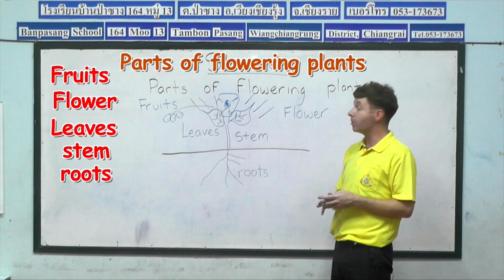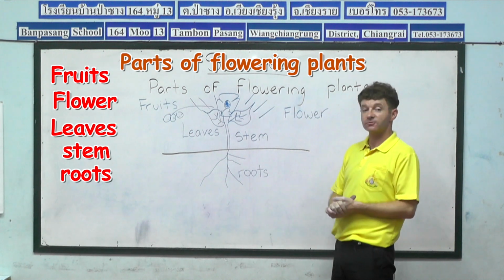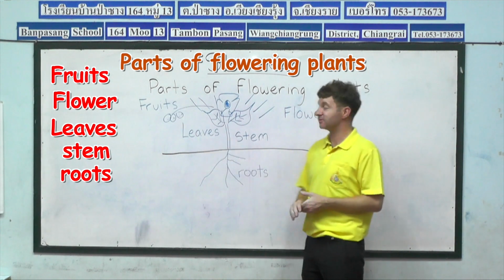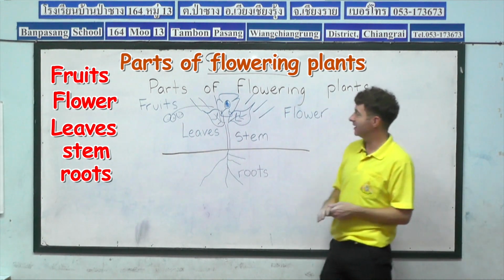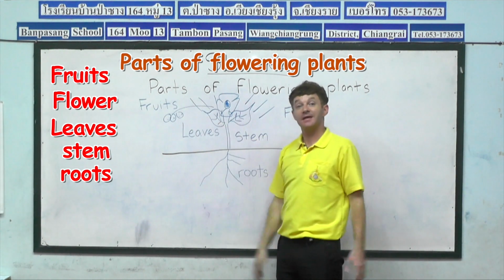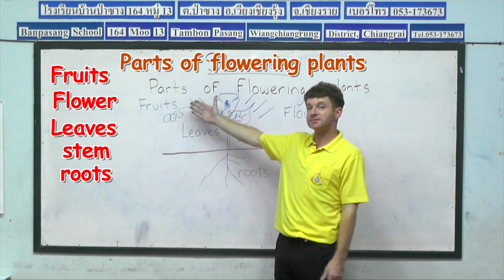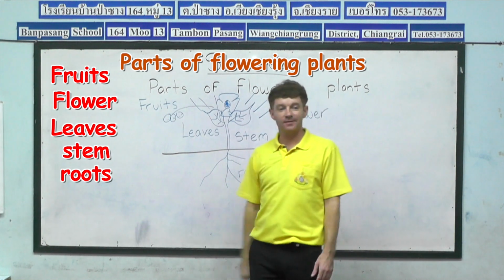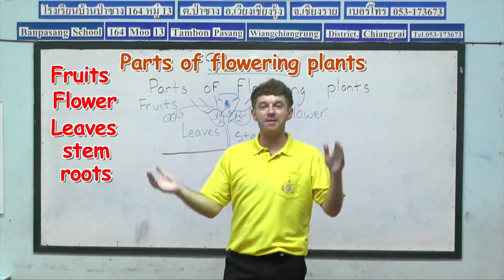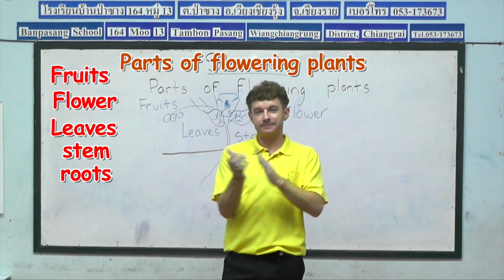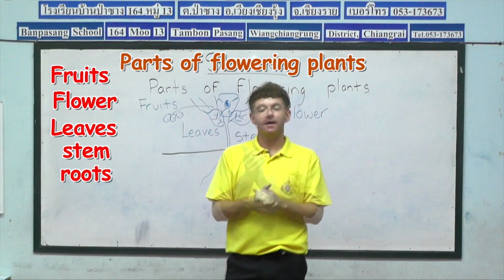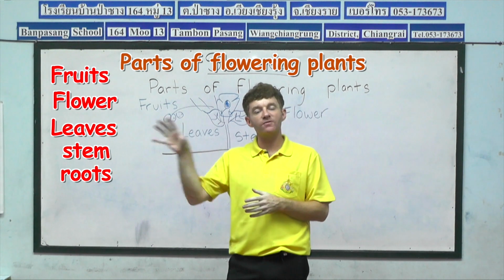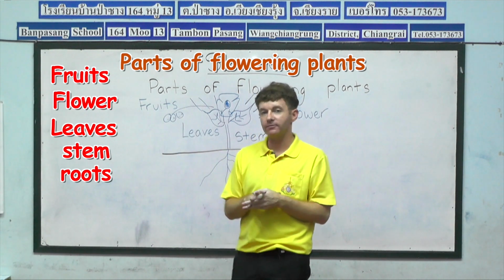Let's say them one more time. Roots. Stem. Leaves. Flower. Fruits. These are parts of flowering plants. Excellent, guys. Well remembered. And what we're going to move on to do in today's lesson is we're going to look at each of the different parts.